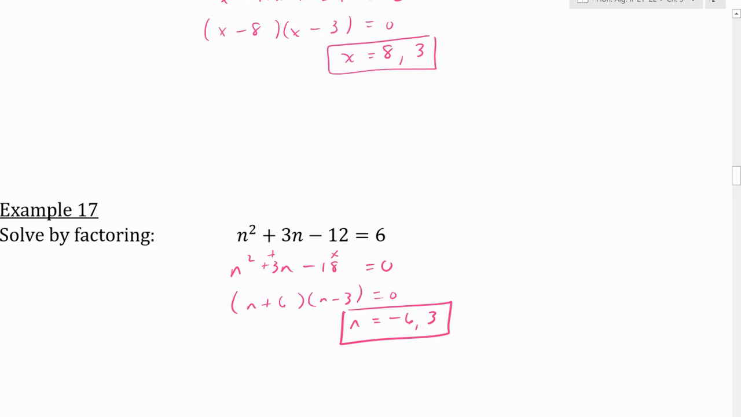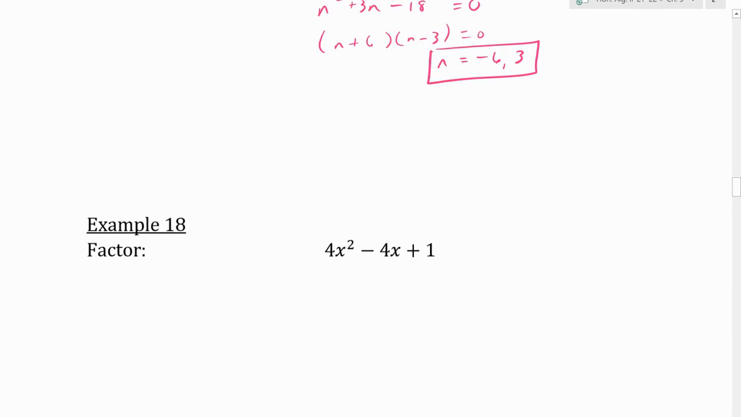And again, you can always check them. Like if you plug negative 6 in for n: 36 minus 18 minus 12, 18. Yep, that worked. If I put the 3 in: 18. That works too. Okay. All right.